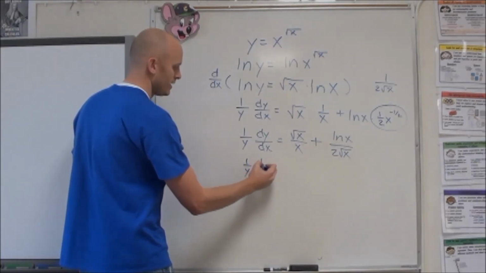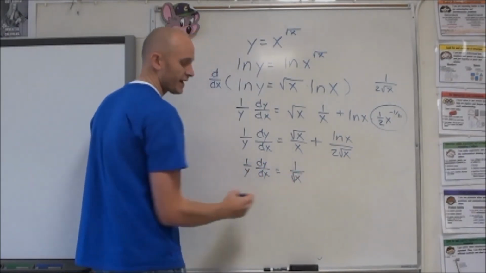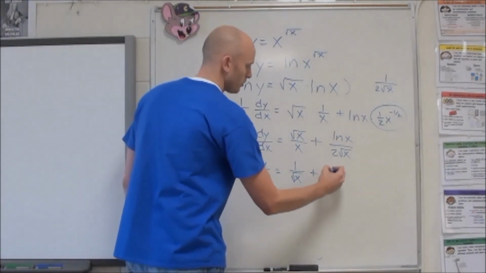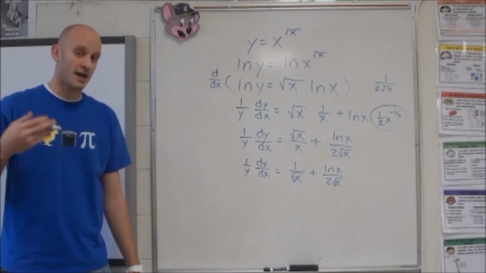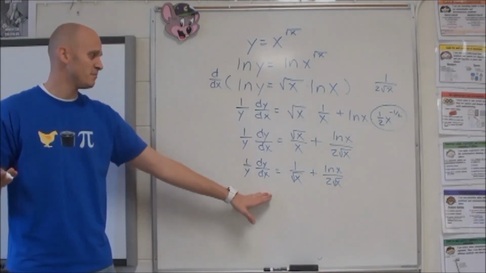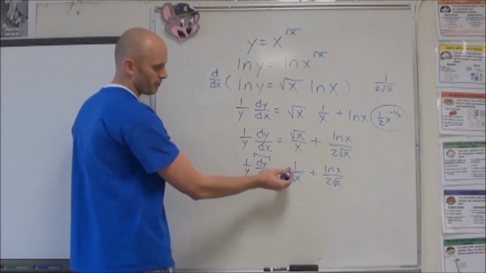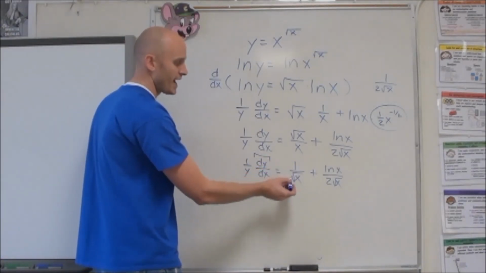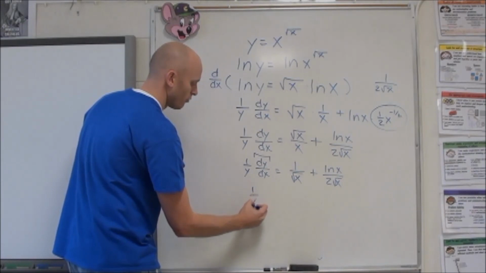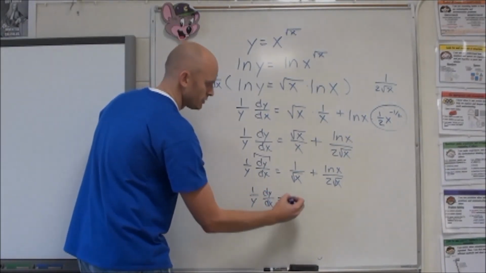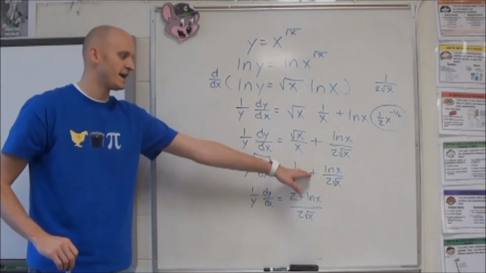So it's 1 over y dy dx is equal to, and like I said, 1 over the square root of x plus natural log of x over 2 square root of x. We can simplify this if we want to get a common denominator. You don't necessarily have to simplify. Remember, what we're trying to find is the derivative of y with respect to x. If I do simplify this, I would multiply this fraction by 2 on the numerator and denominator, and then I would have a common fraction so that I could add them. Adding them would give us 1 over y dy dx is equal to 2 plus the natural log of x over 2 square root of x. So that's just simplifying, getting a common denominator.